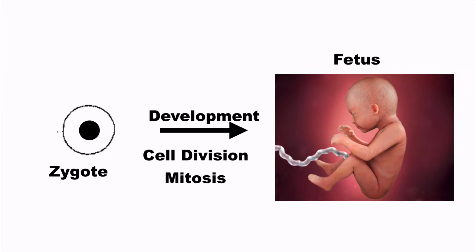And in order to go from a zygote to a fetus, this is a one cell structure. To go to a multicellular organism, we need lots of rounds of cell division and mitosis. So during that time where we're developing inside the womb, as an embryo all the way to this late stage, ready to be born, our cells are being added to by the process of mitosis.